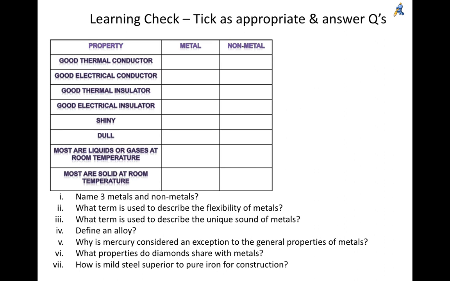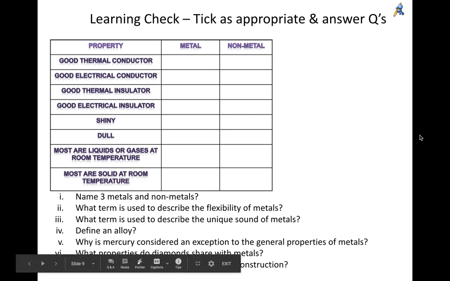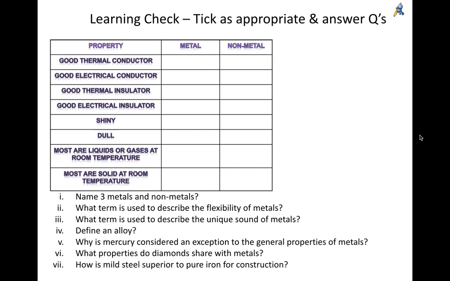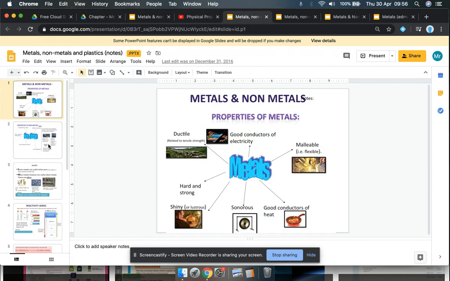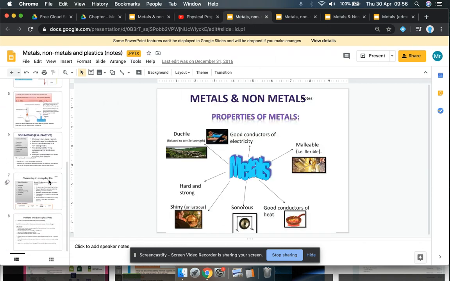What properties do diamonds share with metals? Well, diamonds tend to be very strong and hard, and they tend to be shiny, just like metals. How is mild steel used? How is it superior to iron for construction? Because iron will rust and steel will not. Right, then, moving on, I'm not going to look at the reactivity series.